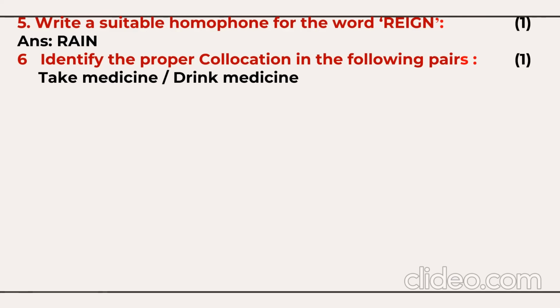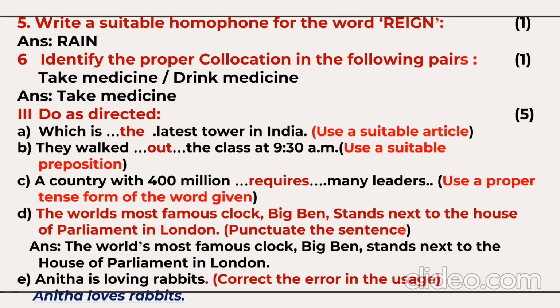So in this case here, take medicine or drink medicine. Obviously, we can't drink medicine. So in regular verbal communication, regular English, we always say take medicine, we never say drink medicine. So the proper collocation we have here is take medicine. That's for 1 mark. Next, we have 5 questions, do as directed.